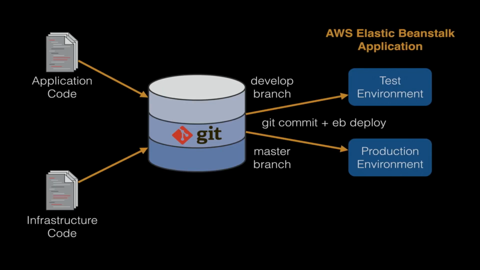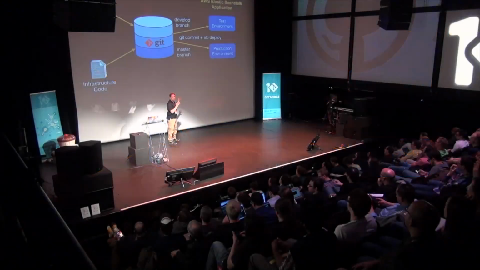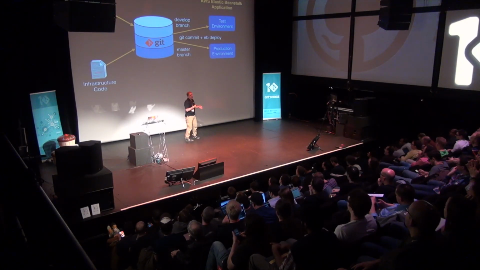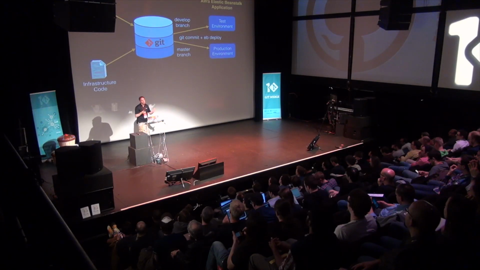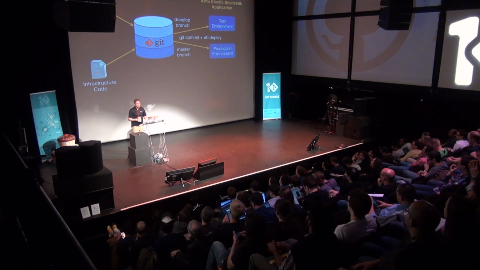So we have a situation like this where you have your application infrastructure code in Git. You can have multiple environments. I did just a couple here in this example, like test environment and production environment. And then you can link the develop branch to the test environment and the master branch to the production environment. And then you can use git commit to commit your code. And EB deploy to deploy this committed version to the specific environment that is bound to the branch you're using in this moment. EB is the command line interface for Elastic Beanstalk. It's a Python package that you can install on any system with pip install. So it's very easy to install.